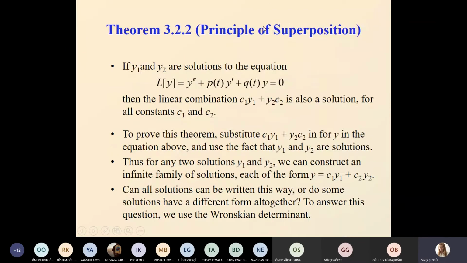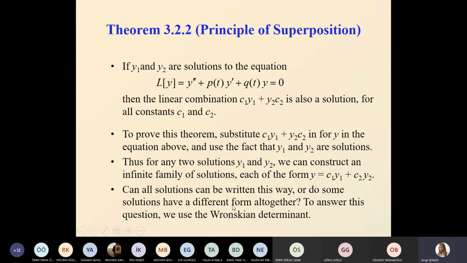And as I told you, we are writing the solution as the linear combination of two exponentials according to the principle of superposition. This is all going to be true if you have the same root, and if you have complex conjugate roots, we are using the same principle. So all linear combinations of these two solutions will be the solution of your differential equation, and all solutions can be written in this way.